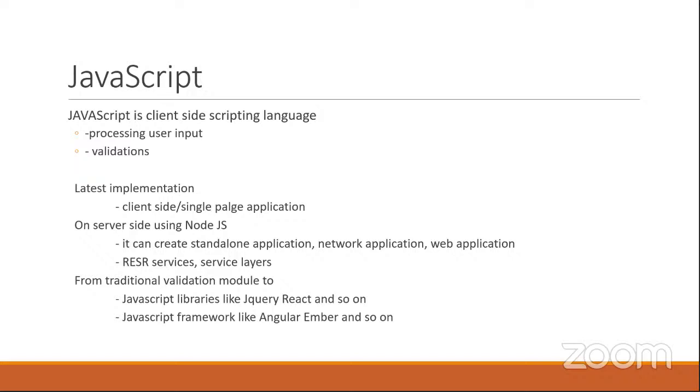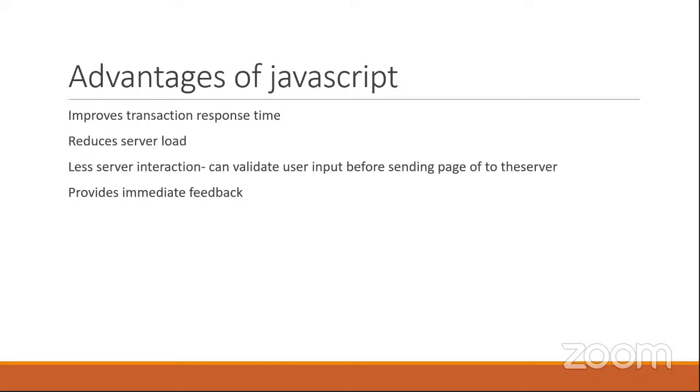And if it is a framework, the same traditional validation can be achieved with the help of frameworks like Angular, Ember, and so on. And what are the advantages or benefits of JavaScript? Of course, it improves transactions and response time and reduces the server load time. It also provides less server interaction. It can validate user inputs before sending a response back to the client, and it also provides immediate feedback. So these are a few advantages of JavaScript.